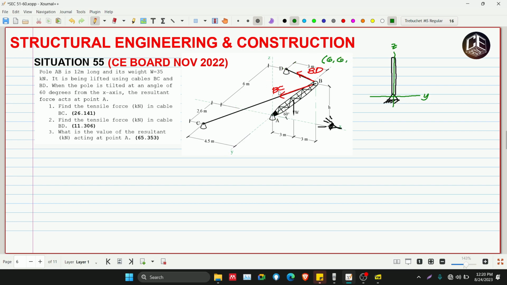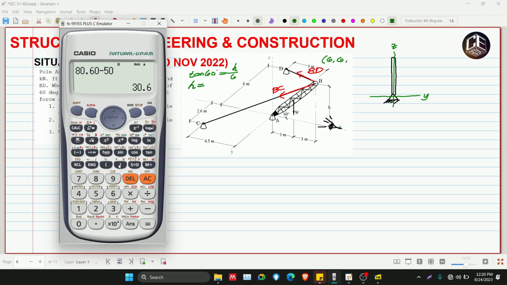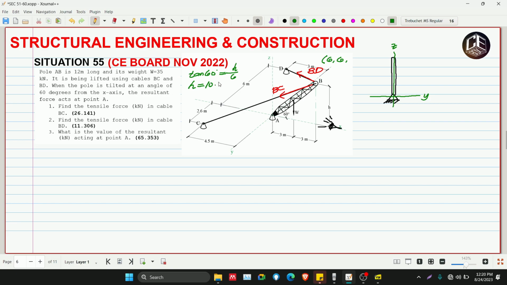And then, ang z natin, yung vertical. Nag-start siya sa 0, sa D, then paakyat sa B. Yun yung H. So, solve natin yung H. If this is 60 degrees, this is 6 meters, tangent of 60 degrees is equivalent to opposite na H over 6 meters. So, ang ating H is 6 tangent of 60, 10.392 meters. Yan yung ating z para kay BC.